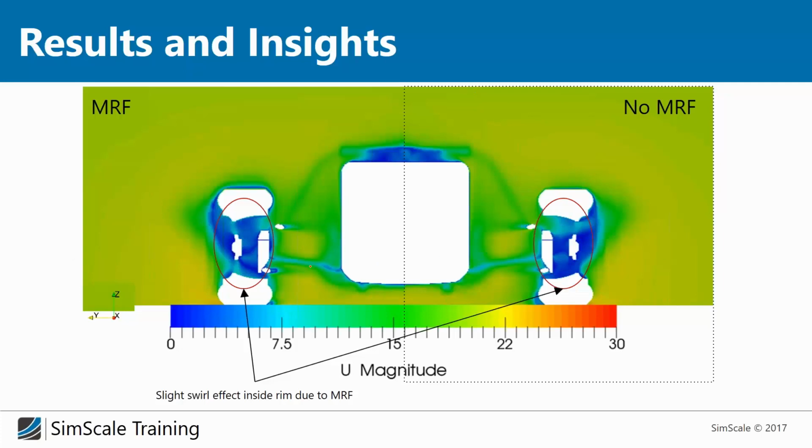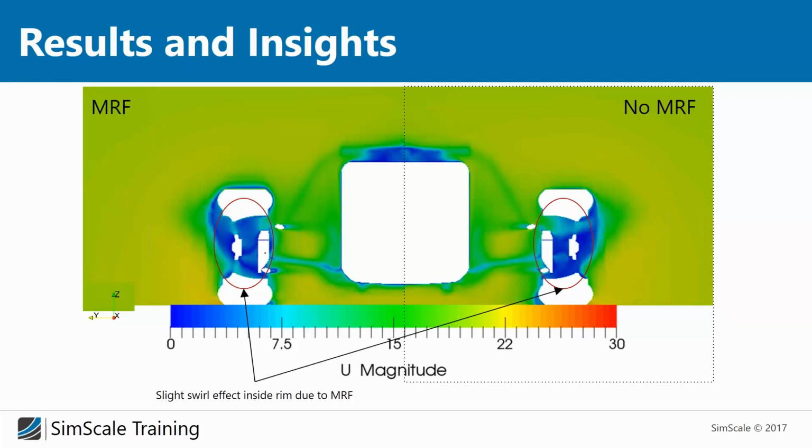So on the left side we have the multiple reference frame, on the right side not, and it's obvious. You can see that the swirl effect inside the rim is much larger using MRF. And actually, if you compare it with other simulations where you just look at the wheel and use dynamic measures, you will see that MRF is adding basically too much swirl. But it's still better than having no swirl at all by not using MRF, and the results are quite realistic.